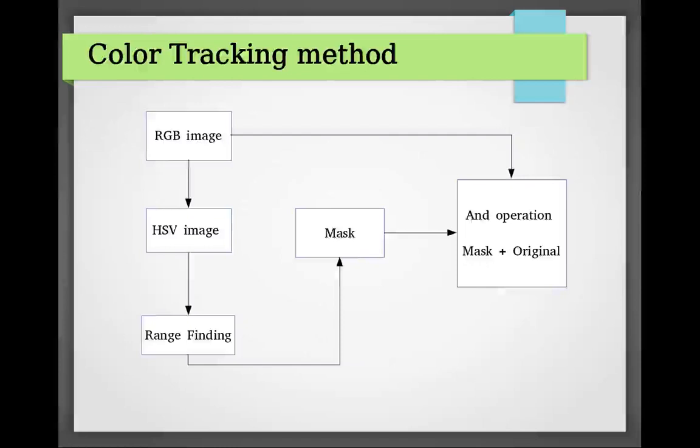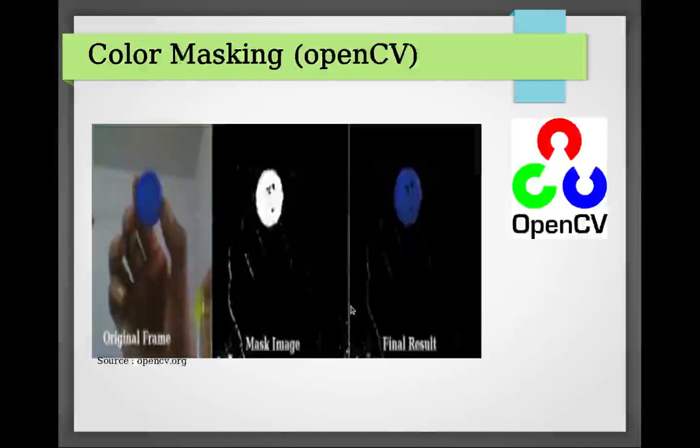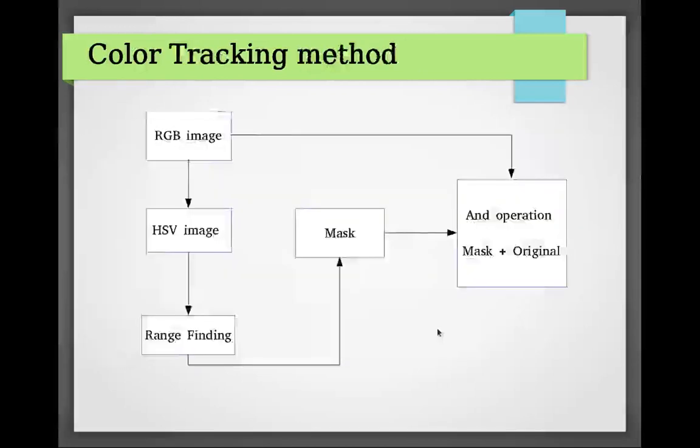Okay, then after finding the range, we need to mask the image, meaning finding the pixels in that range, and then that mask will be applied on the original image. We are making the AND operation with the original image, so we are getting this type of final result. And this can be any color. We need to define it in the program.